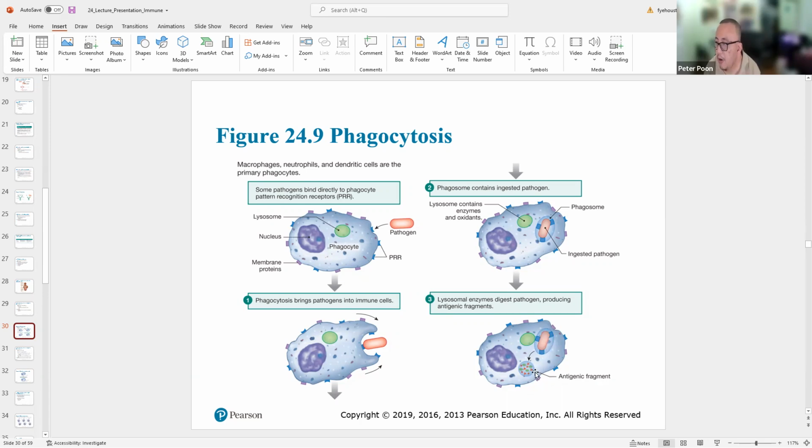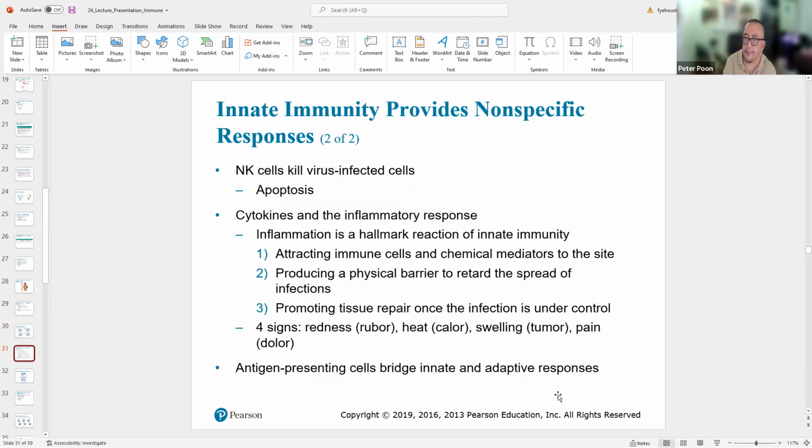Those different parts will be displayed on MHC class 2 molecules, and the cell will become an antigen presenting cell. It will present to B cells and T cells what to kill. The antigen presenting cell will bridge between the innate and the adaptive immune response. That's what that means.